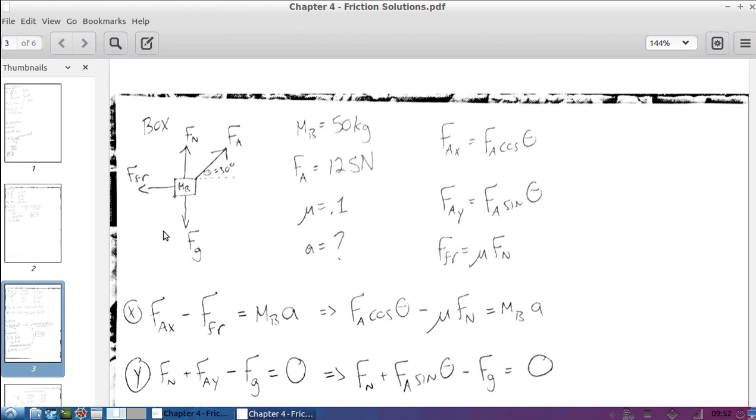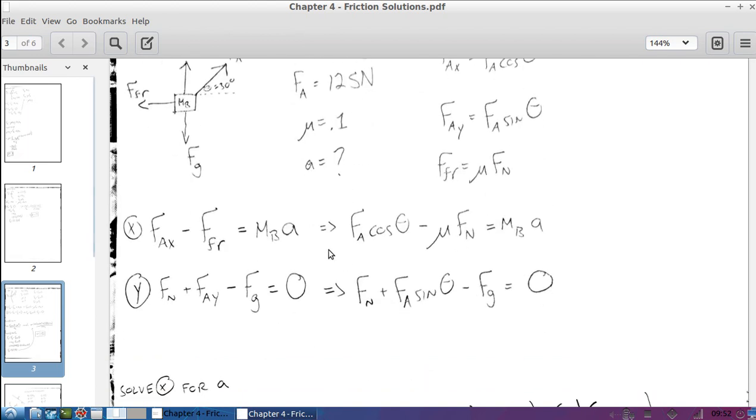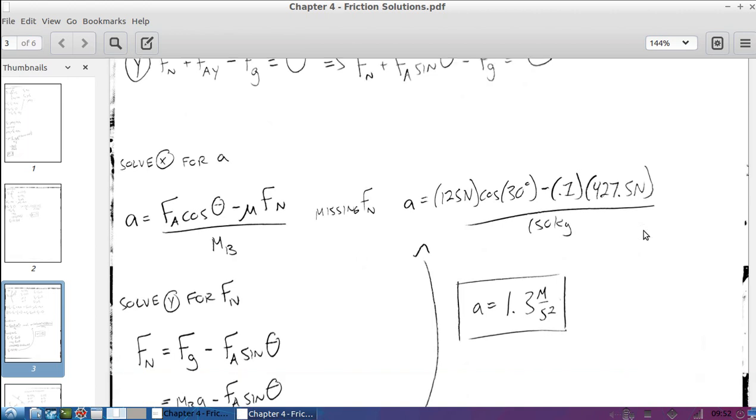Same process, we're just adding a new force. We've got a new expression for that force that's dependent upon the normal force. Still writing Newton's second law in the x direction, Newton's second law in the y direction. Use algebra to solve for what's being asked for. Substitute the values.